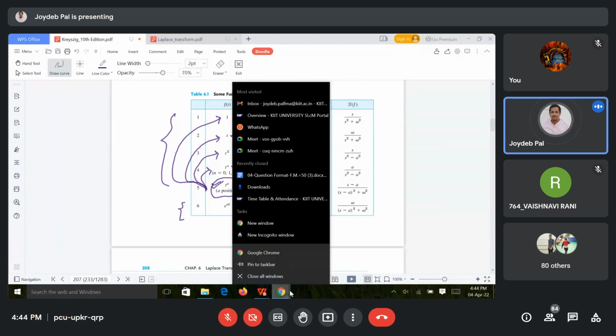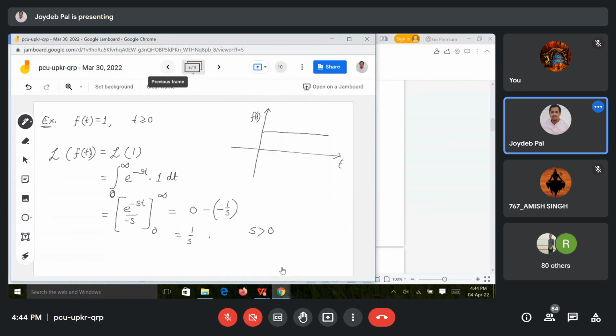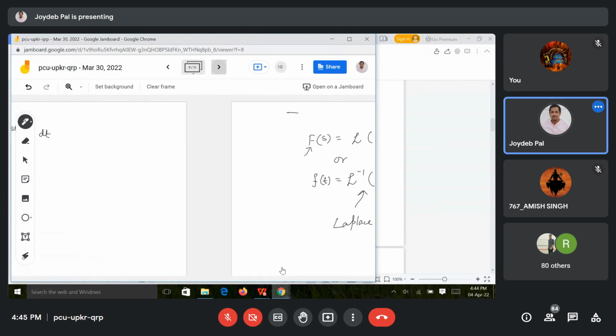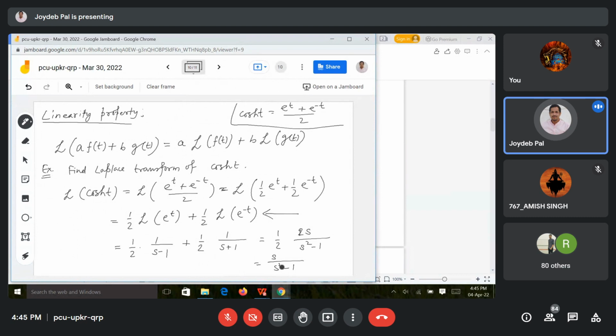In the Jamboard, I have shown how to derive the formula for cos hyperbolic, sin hyperbolic. This one. I have shown cos hyperbolic t. Now, if it is cos hyperbolic at, meaning t is multiplied by a, then the formula will be e to the power at plus e to the power minus at divided by 2. Then everywhere it will be at, right? Then the formula ultimately will be 1 by 2 times 1 by s minus a, plus 1 by 2 times 1 by s plus a, and ultimately it will be s by s square minus a square.